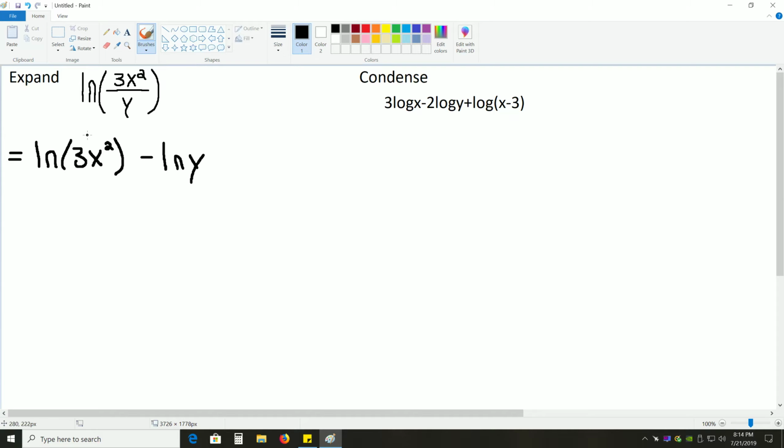We take the entire top and put it in the first log, and we take the entire bottom and put it into the second log and subtract them. From there, it's also true that if you have multiplication inside of your log, that can be broken apart into the addition of two separate logs. So this becomes the natural log of 3 plus the natural log of x squared minus the natural log of y. So we broke apart the 3 and the x squared.